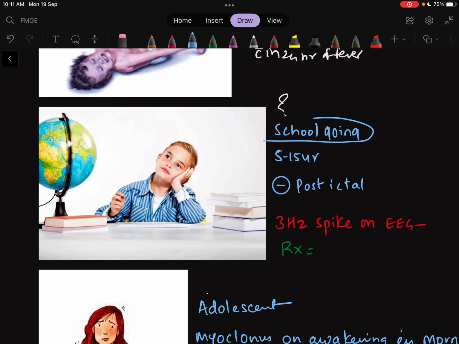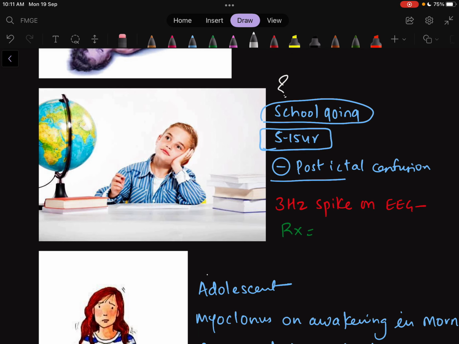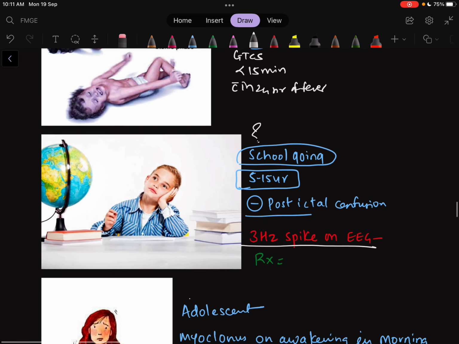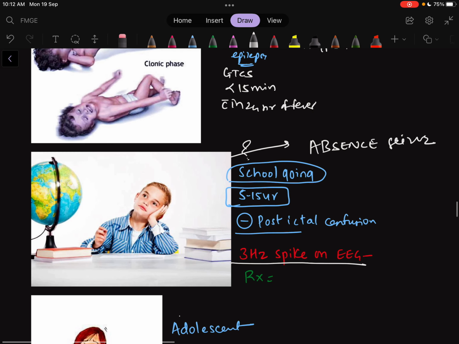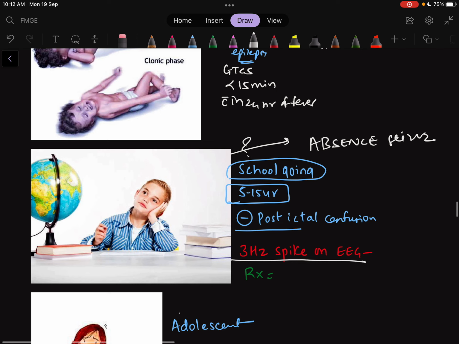Then next one is this scenario of a child with staring and unawareness in the class. It is school going children, mainly 5 to 15 years. This seizure is seen in 5 to 15 years. There is no postictal confusion. On EEG there are 3 Hz spikes. Then this unawareness, 5 to 15 years and school going children, diagnosis is absence seizure. 3 Hertz spike and wave pattern is seen, and no postictal phenomena. And drug choice is sodium valproate.